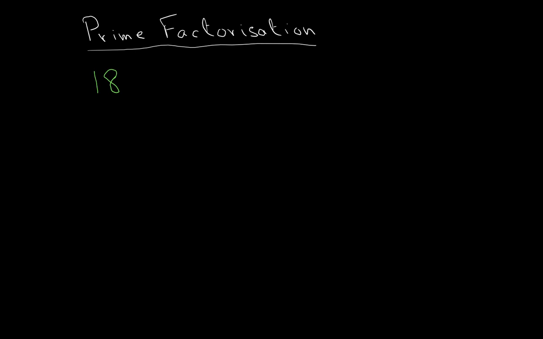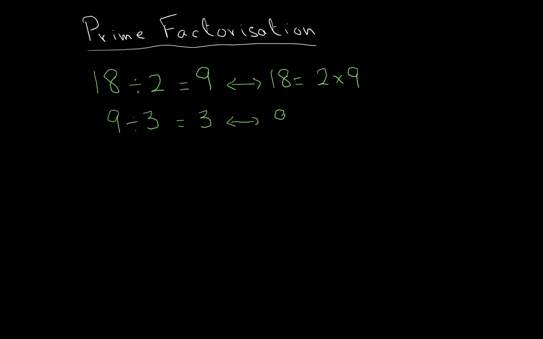But if we start to divide 18 by prime numbers, we find that the smallest prime number that it is divisible by is 2, and 18 divided by 2 is 9, right? Which really means 18 is equal to 2 times 9. That's what I really mean, right? Okay. And now let's think about 9. So 9 is divisible by 3. It turns out to be 3. What it really means is that 9 is equal to 3 times 3, right?